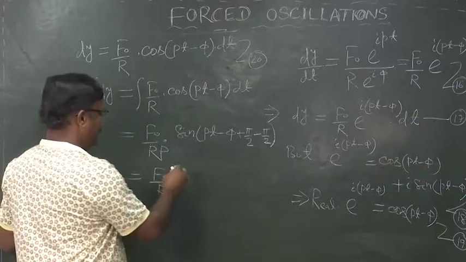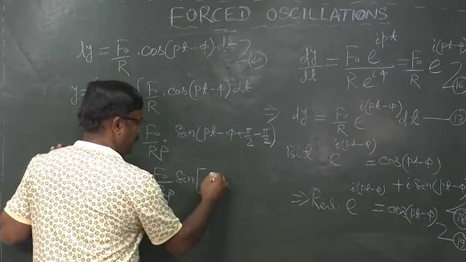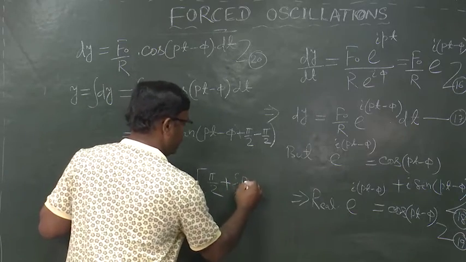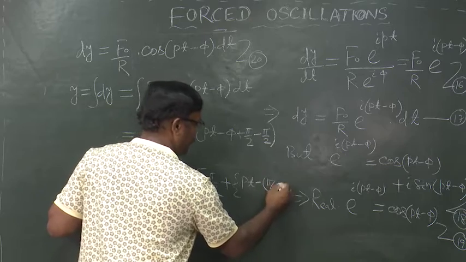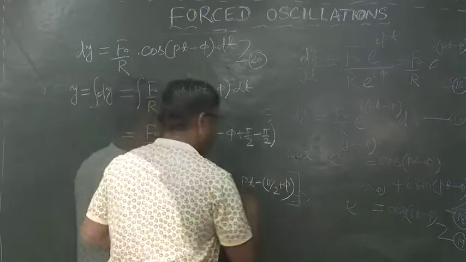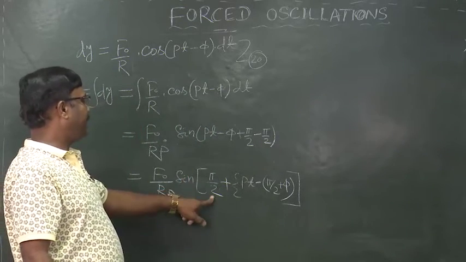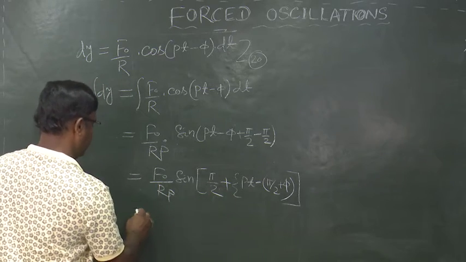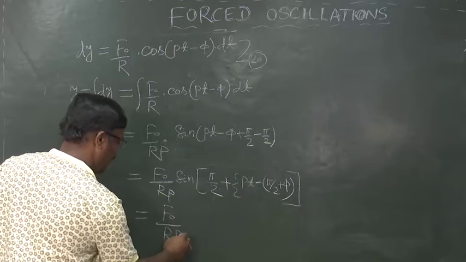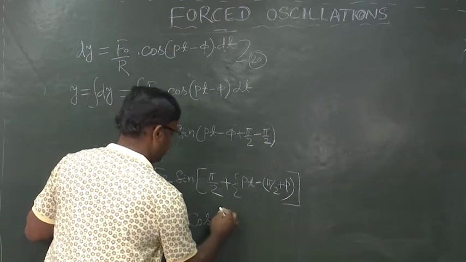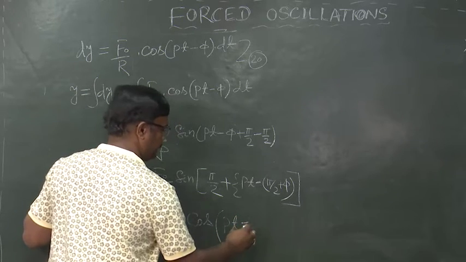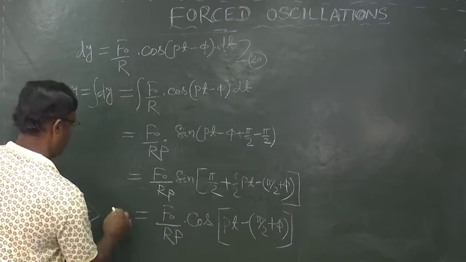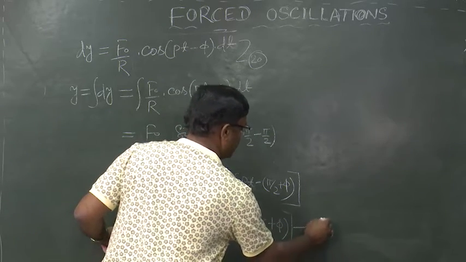and it can be further written as f0 by rp sin (pi by 2 plus pt minus pi by 2 plus phi), and it is in the form of sin (pi by 2 plus theta), which is known as cos theta. So, we can write this equation further as f0 by rp into cos (pt minus pi by 2 plus phi), implies y is equal to this much. This is equation 21.